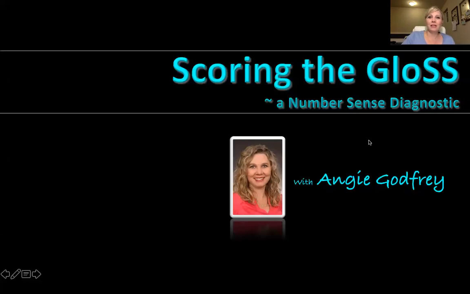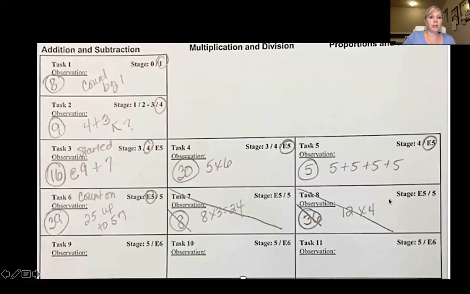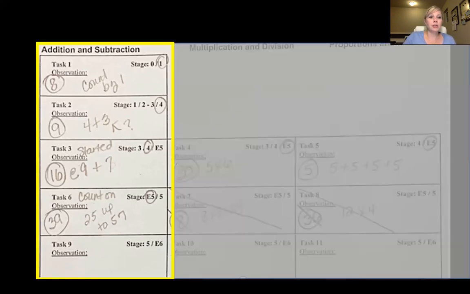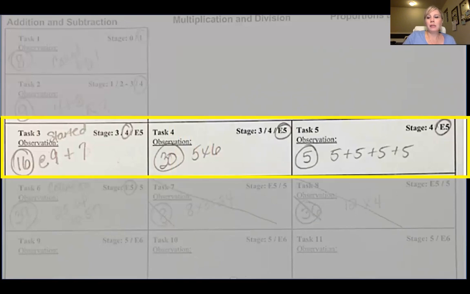This video is to help us identify the stages on the GLOSS and how we need to score it. So for this first example, we're going to take a look at the addition and subtraction domain for this kiddo's GLOSS assessment. I just wanted to point out that the assessor for this one did follow the decision point guidelines. There's sometimes when we haven't, but in this case, this one did.